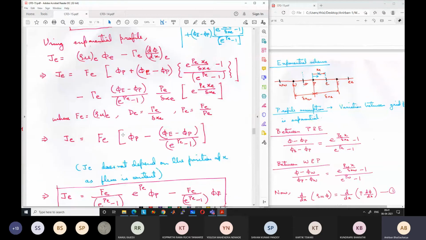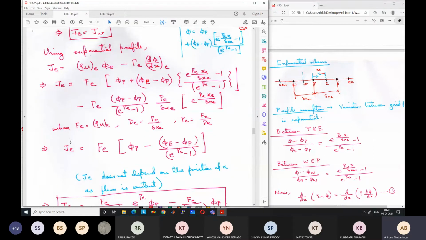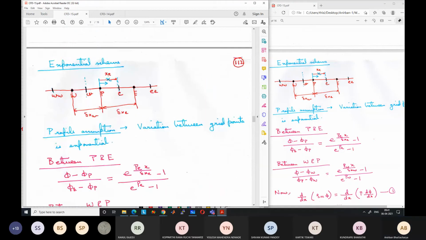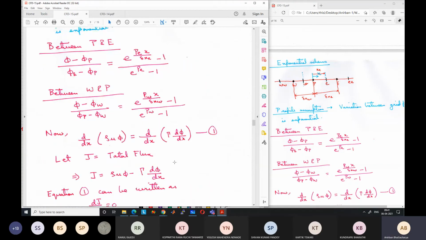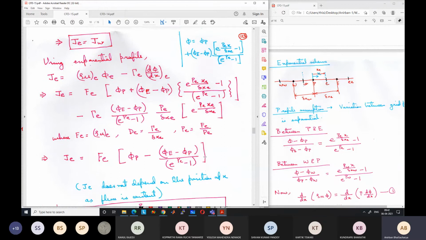So the final expression becomes very simple. J is equal to Fe phi p minus phi e by phi p divided by e to the power p minus 1. Okay, this is our flux at the east interface. Very important thing you can notice here. There is no value of xe. This xe does not come into the picture in this equation. It was there, but it got cancelled.